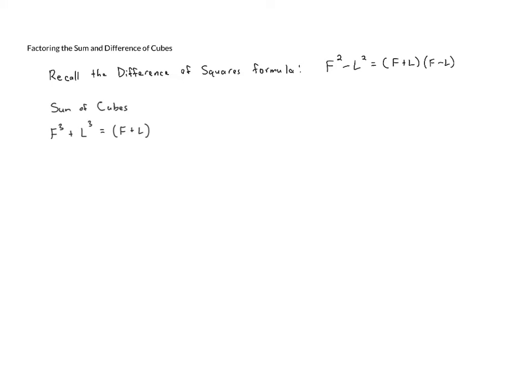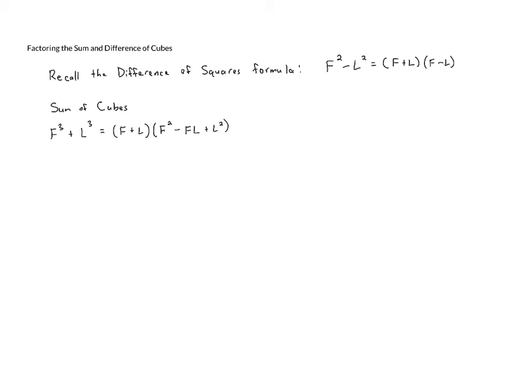The first is the sum of the two quantities being cubed, which looks just like the difference of squares started off. But then the second factor is a little bit more involved. It's going to be that first term squared minus the product of those two terms plus the last term squared.